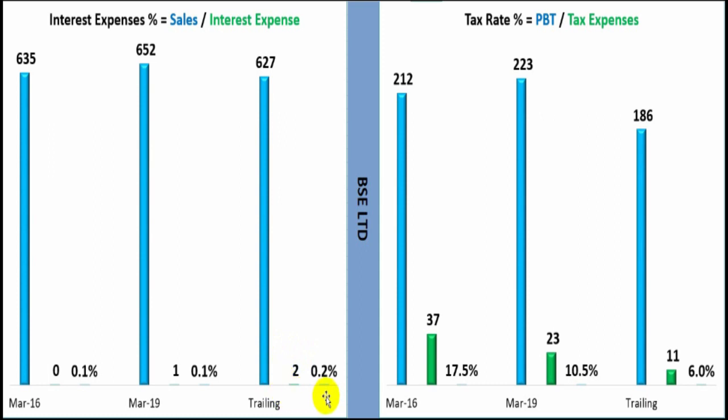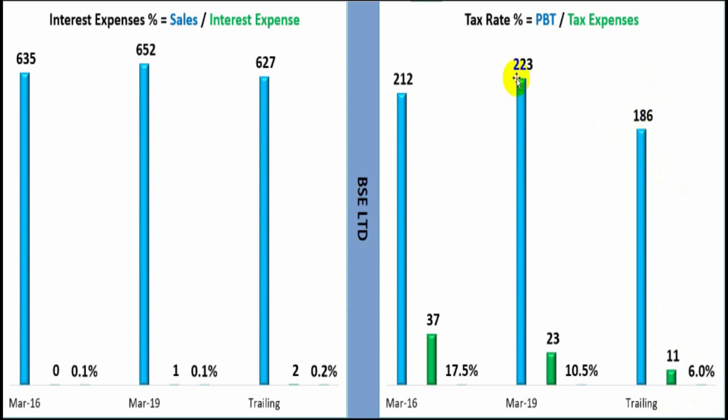That's just 0.2%, and throughout we can see that the company has not paid any interest or finance cost, and therefore it means that the company doesn't have any debt on its balance sheet. Company's tax in the recent 12 months is quite low at 11 crores, which works out to around 6% of the profit before tax of 186 crores.